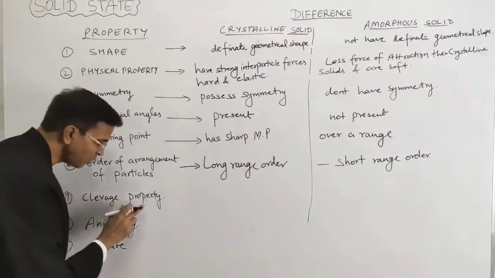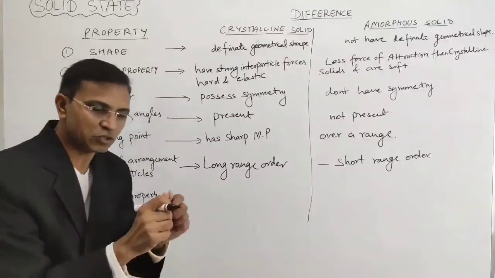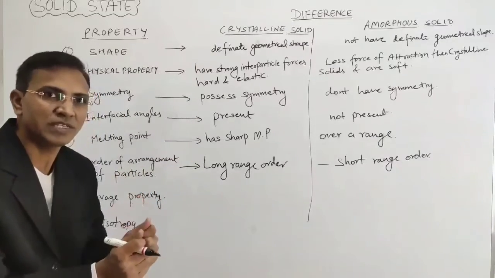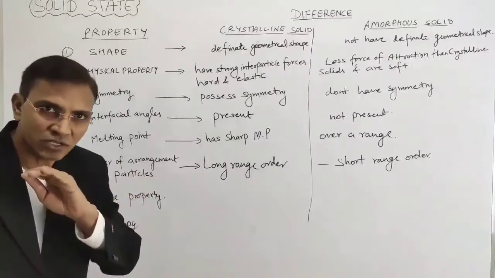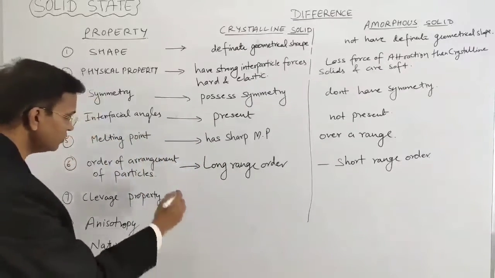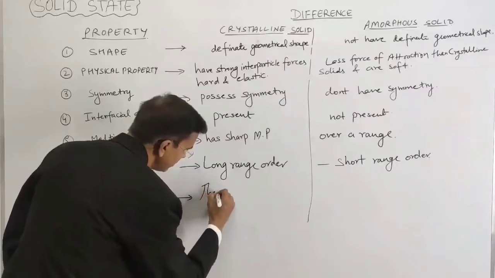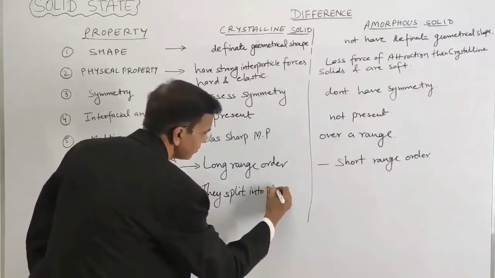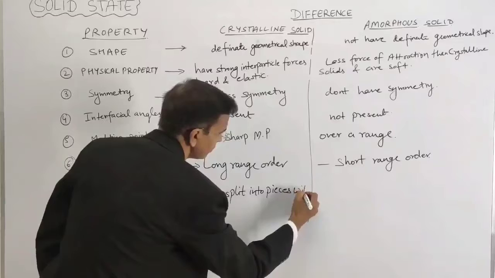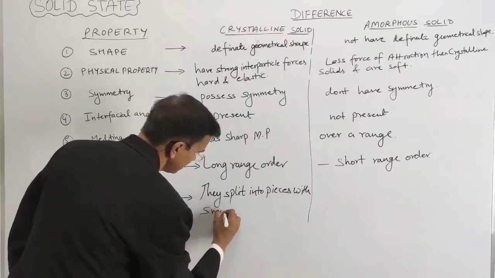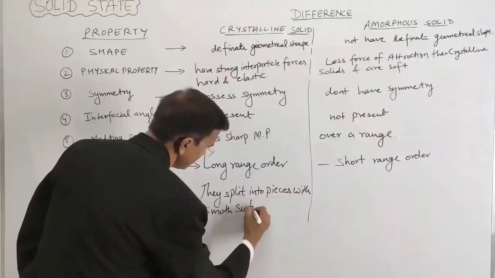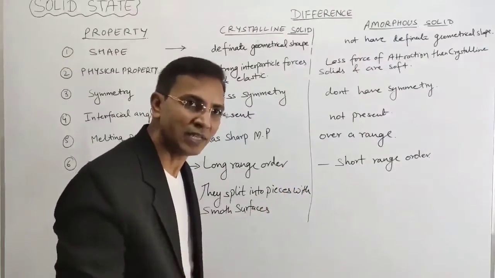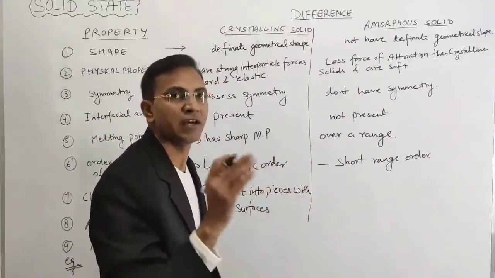Now the next property is cleavage property. Cleavage property is to break into pieces. When the crystalline solids break into pieces, they give pieces with smooth surfaces, right? While in case of amorphous solids, because of the irregular arrangement of pattern, they split into pieces with rough edges.